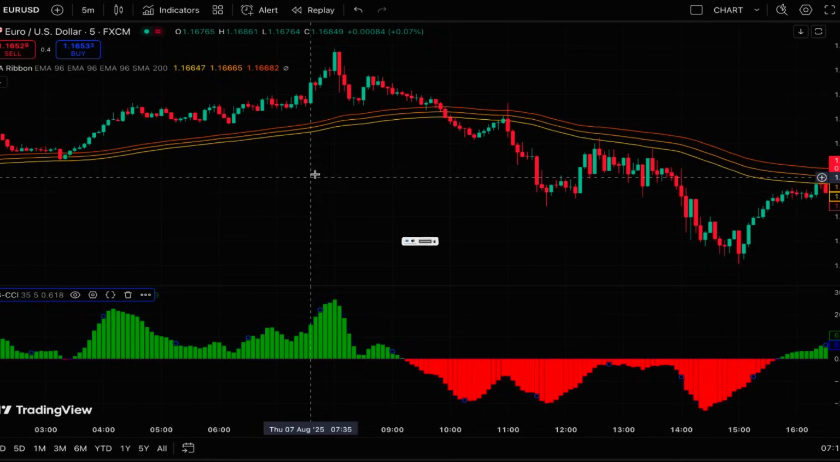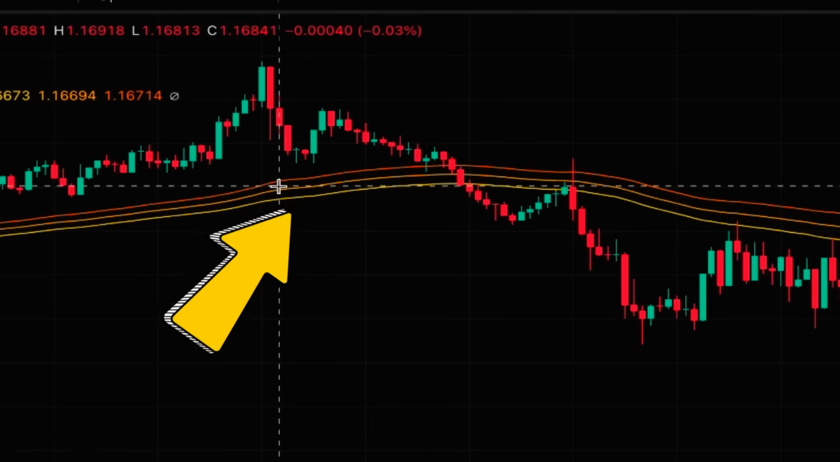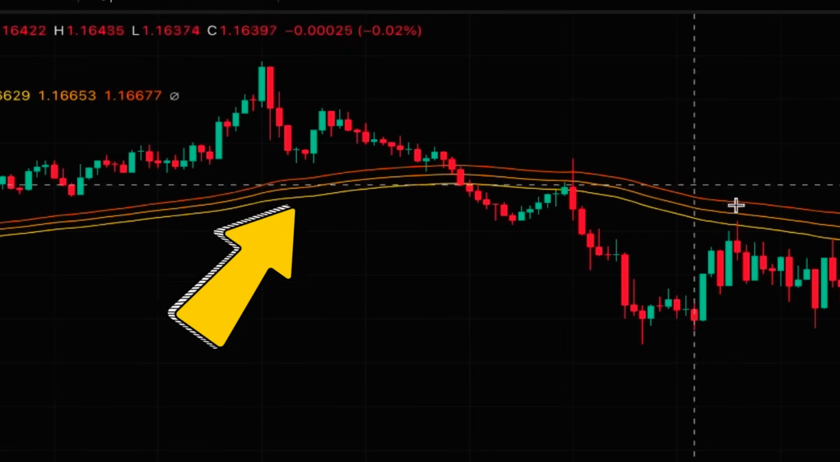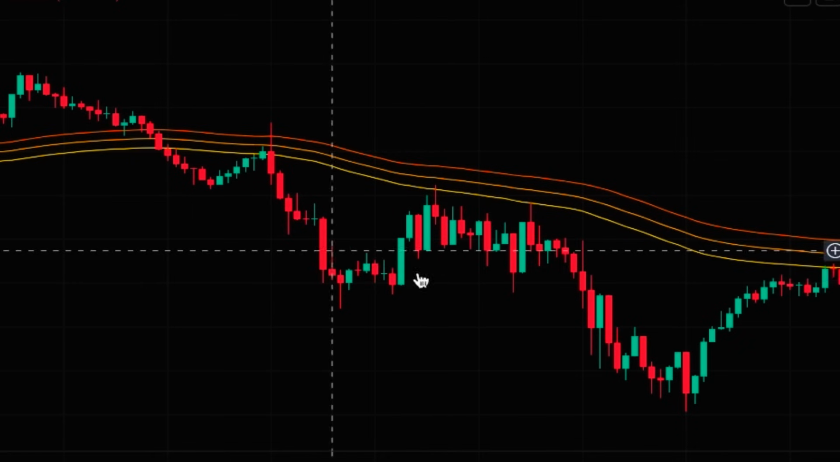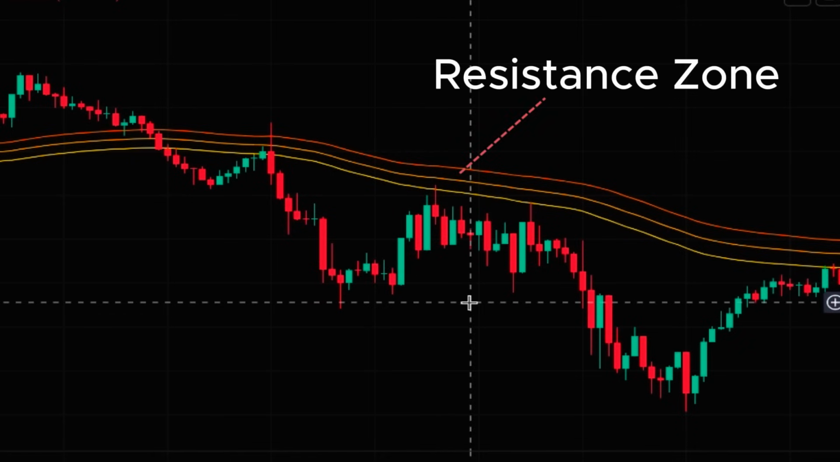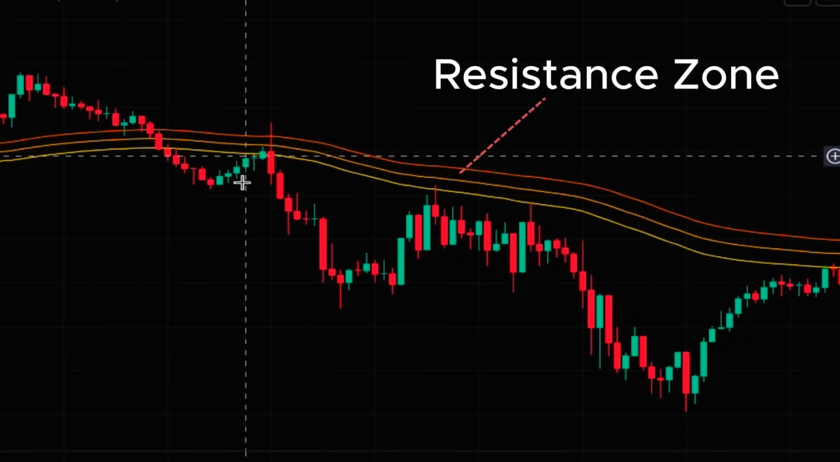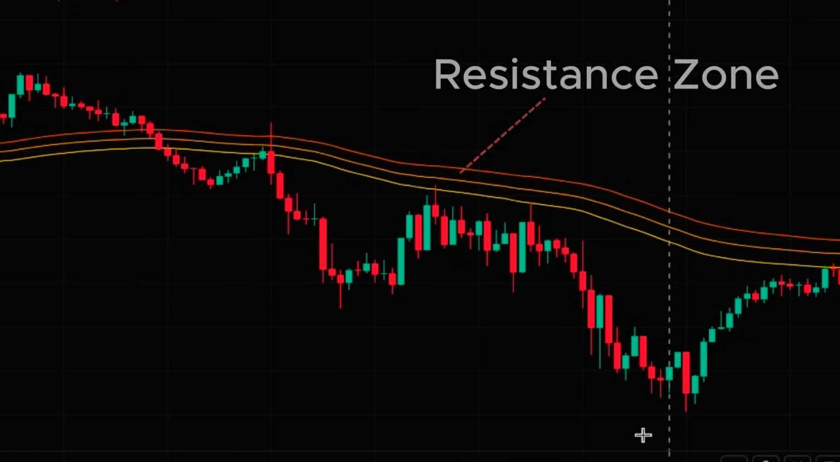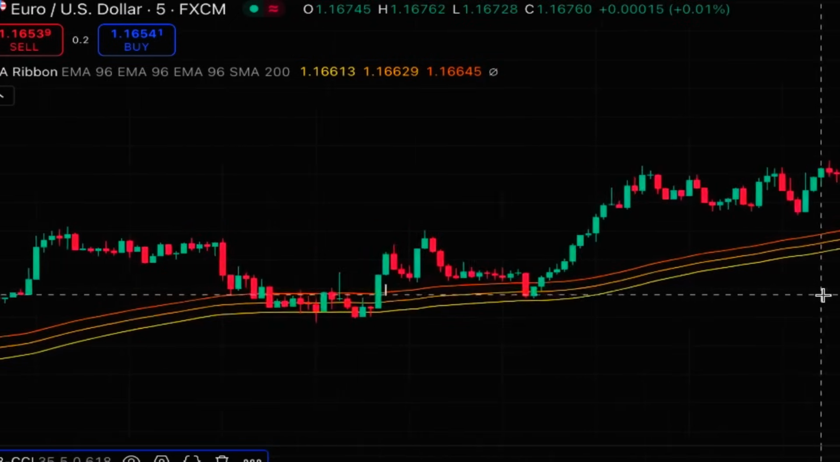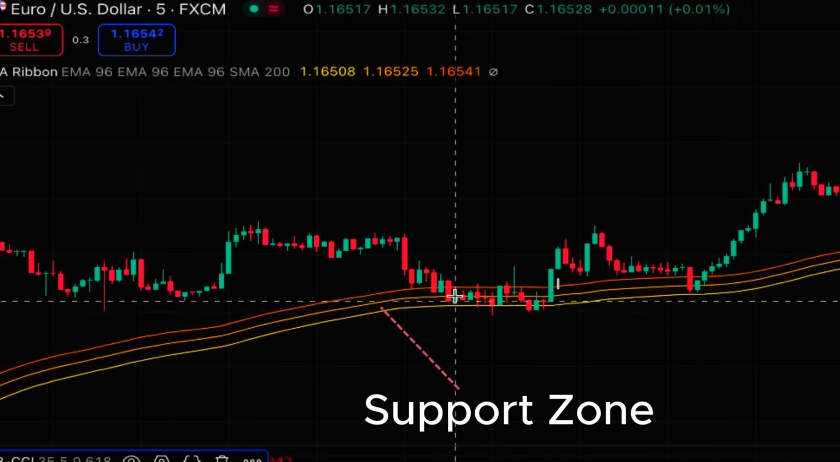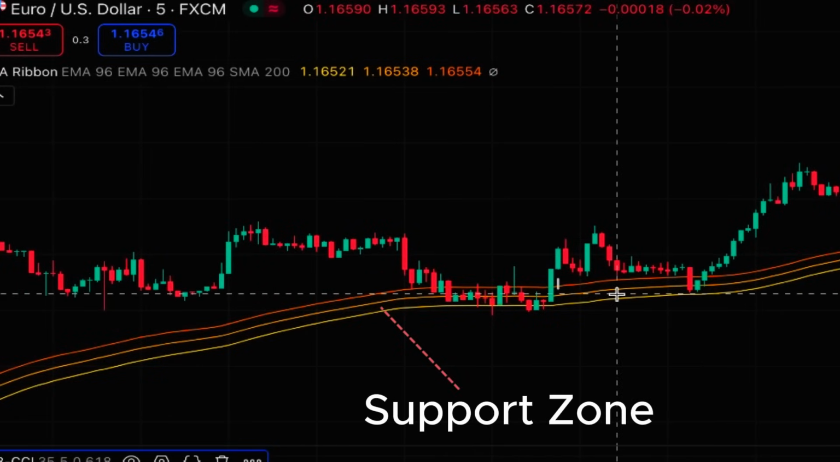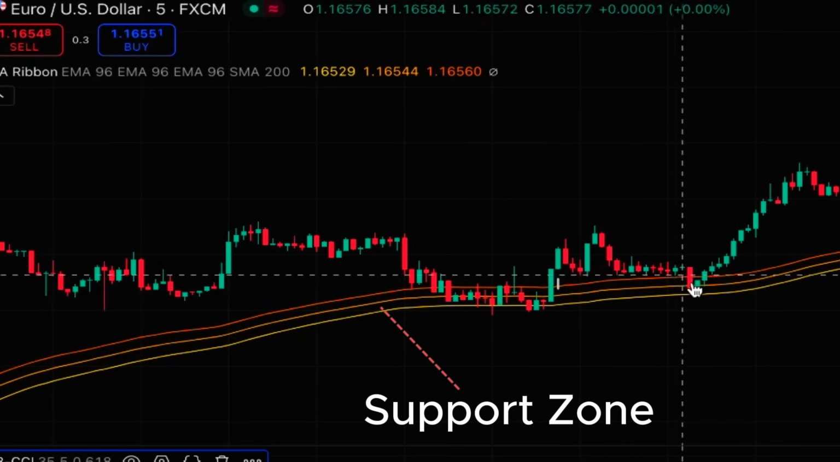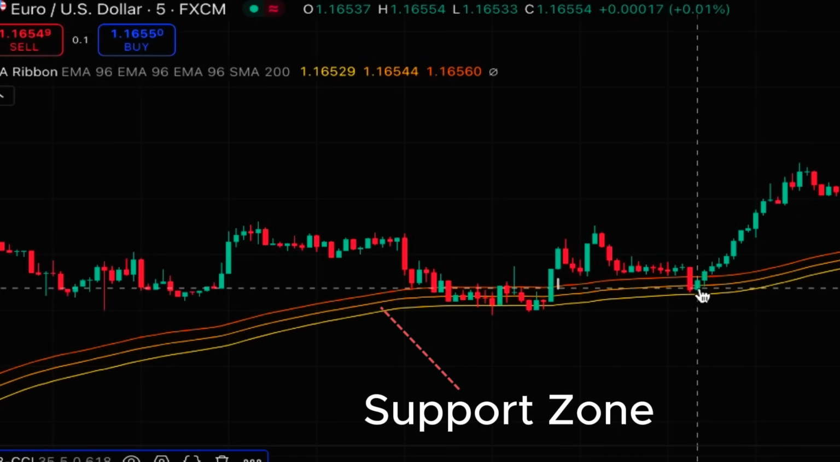These exponential moving averages together create a band on the price chart that will act as a support or resistance zone. When the price is below the band, it will act as a resistance zone. You can see that whenever the price reaches the band, we have stopping of the price and then declining. And on the other hand, when the price is above the band, it will act as a support zone. You can see that when the price reaches the band, we have stopping of the price and then advancing of the price.